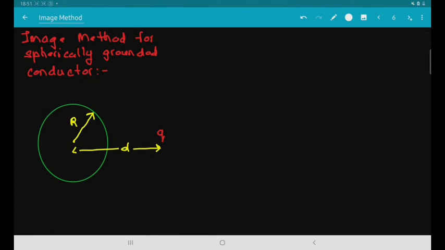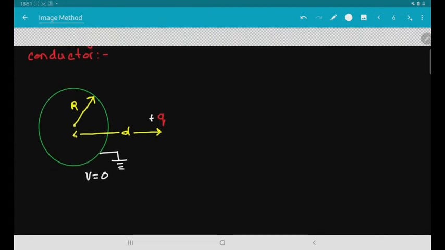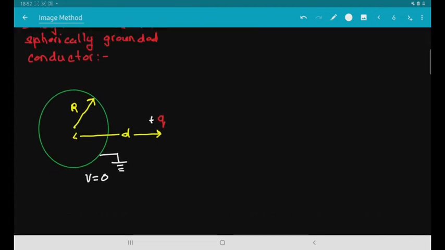Now the next condition is for spherically grounded conductors. For a spherically grounded conductor, suppose there is a plus q charge outside and this sphere is grounded. That means the potential here is 0. Now what is going to happen? Where to take this image charge?